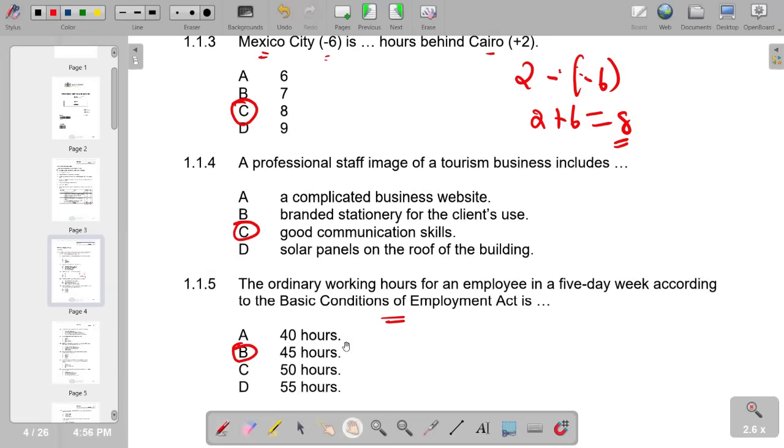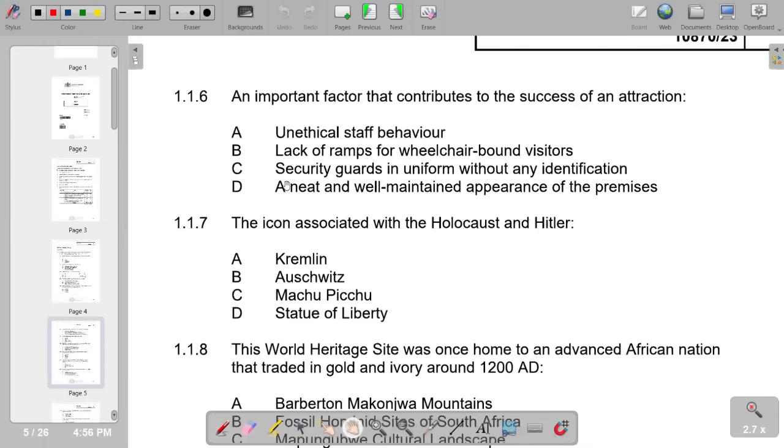And we'll move on to the next question, which is number 6. An important factor that contributes to the success of an attraction. With the responses given, the most appropriate is D, neat and well-maintained appearance of the premises. So we have D as the correct response. Moving on, number 7, the icon associated with the Holocaust and Hitler. We check according to what we have, and we see that B is the most appropriate. B is the correct response.